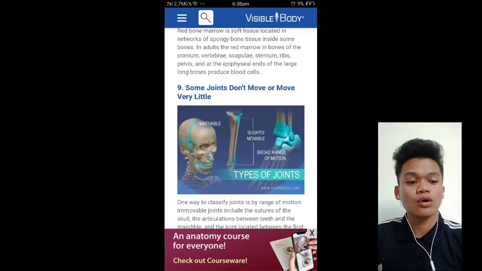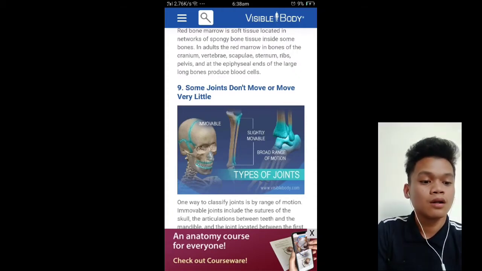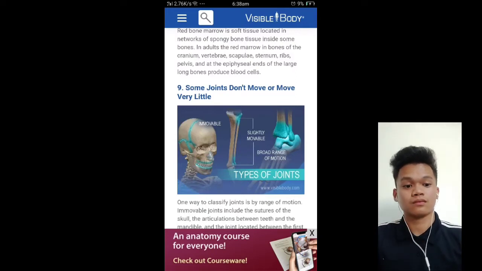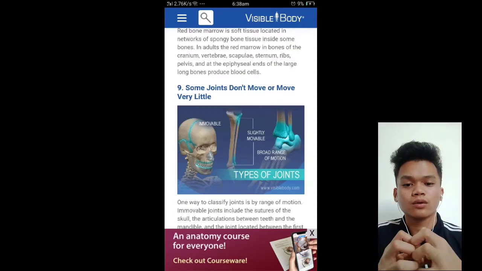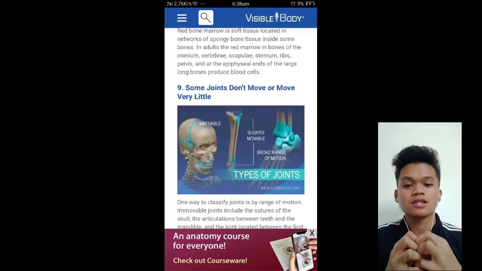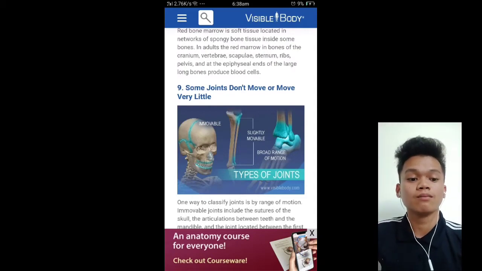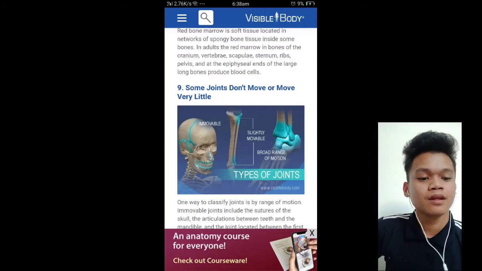And some joints, like in the knee, connect bones through tissue, but some bones will not move although they are connected by a joint. Some joints move, but only very little.